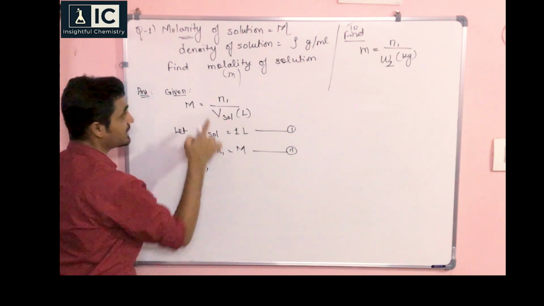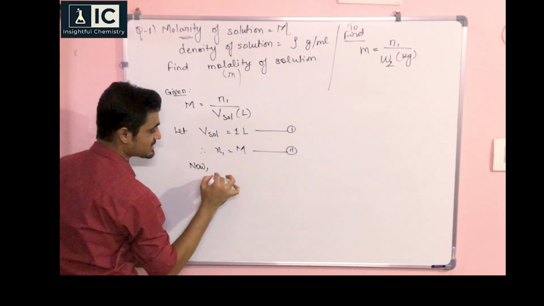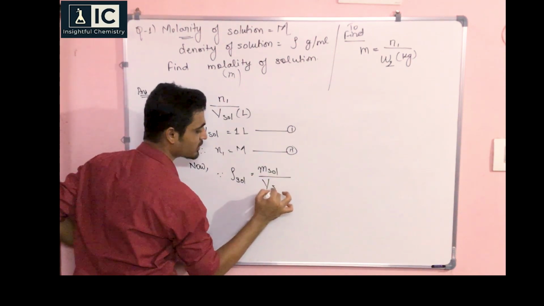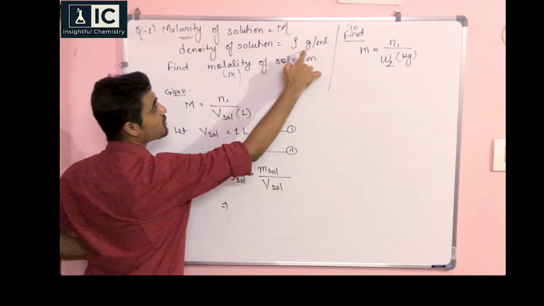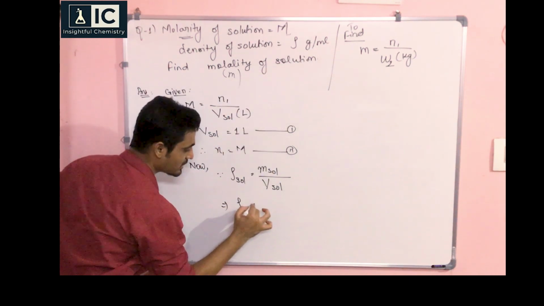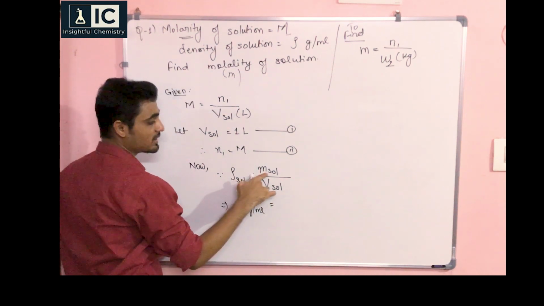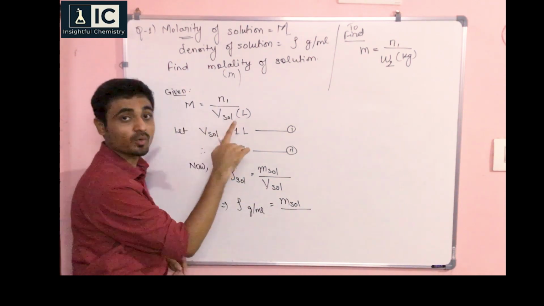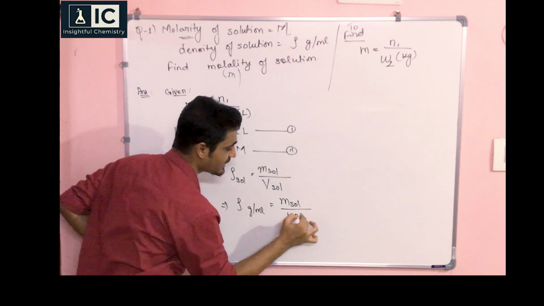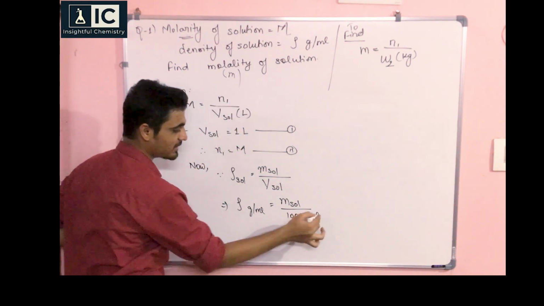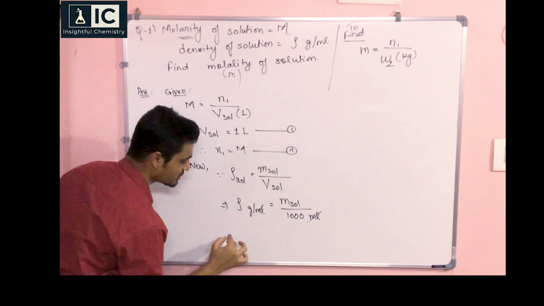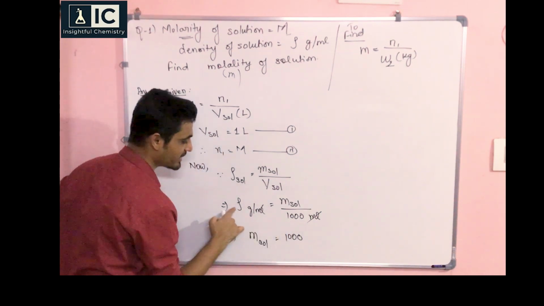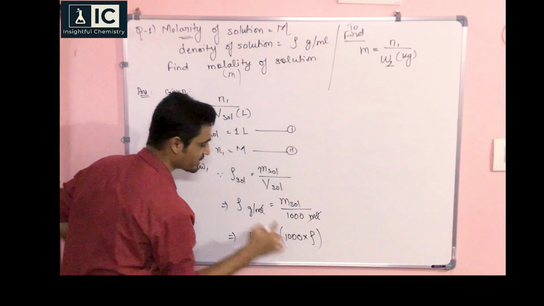So now density is given, volume is given. Since density of solution is equal to mass of solution divided by volume of solution, and density is given as rho gram per ml, rho gram per ml is equal to mass of solution divided by volume of solution. Now see, volume of solution is 1 liter, so that will be equal to 1000 ml. Now see, ml, they both will get cancelled, and m solution, which is mass of solution, will be equal to 1000 multiplied by rho. And what will be the unit? Gram.